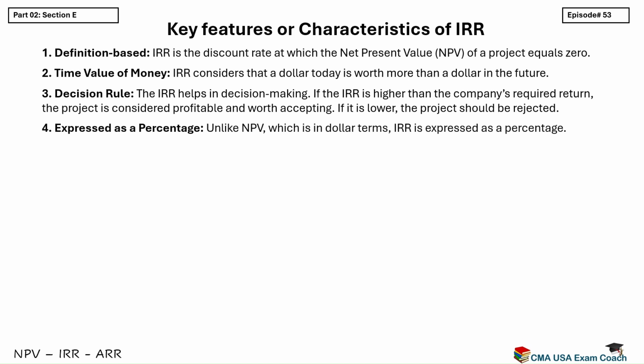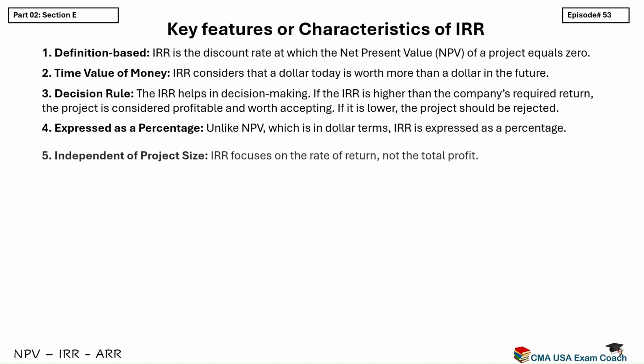4. Expressed as a percentage. Unlike NPV, which is in dollar terms, IRR is expressed as a percentage. This makes it easier to compare with the company's cost of capital or other investment opportunities, just like comparing interest rates on savings accounts.